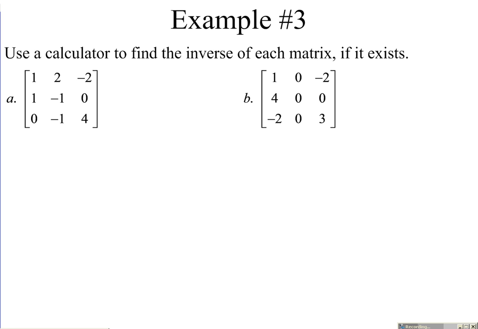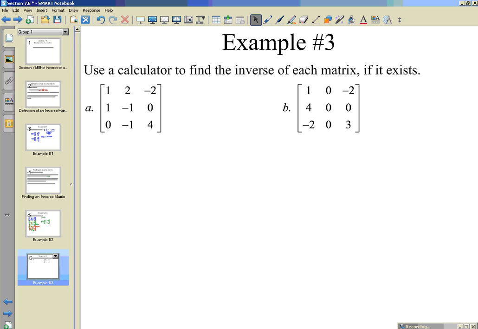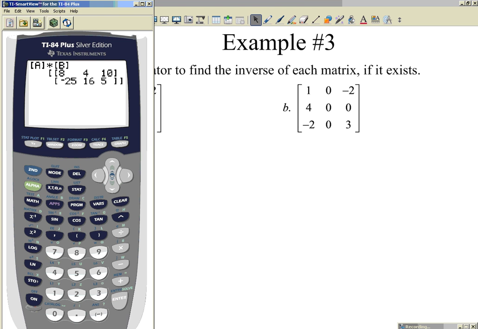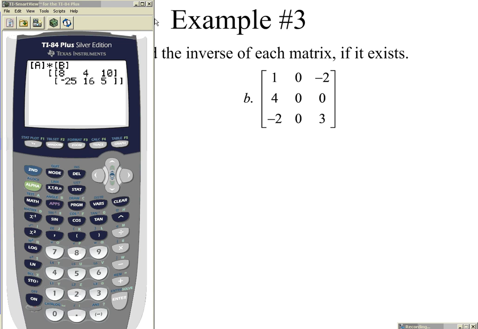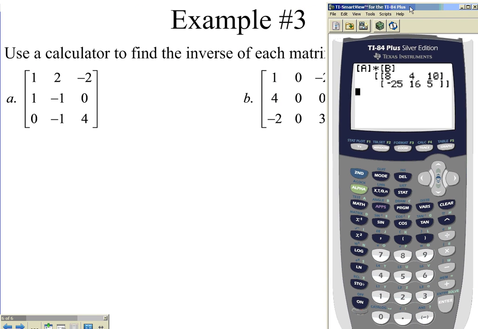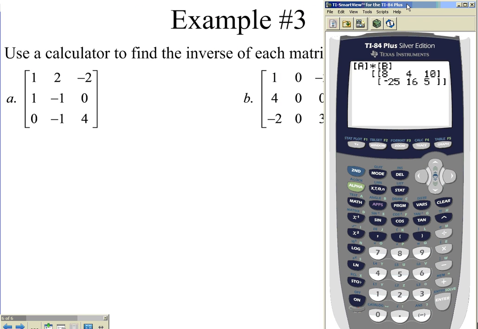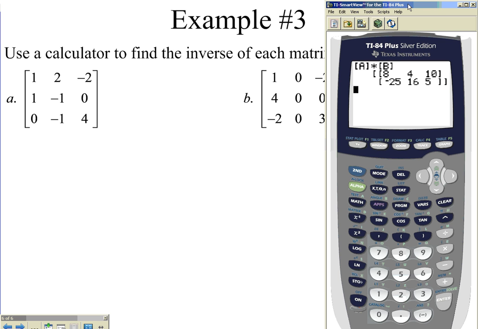Okay, use a calculator to find the inverse of the matrix if it exists. So let's go to our calculator. Start with matrix A here. We can see that matrix A is a 3 by 3 matrix, so we're going to go into our matrix menu. Edit matrix A. We want to make that a 3 by 3 matrix and enter it in. 1, 2, -2, 1, -1, 0, 0, -1, 4.